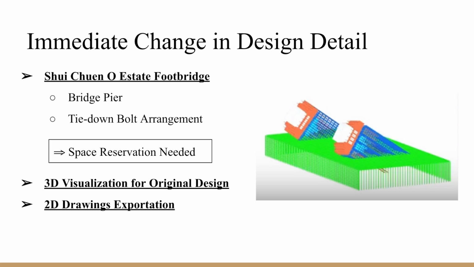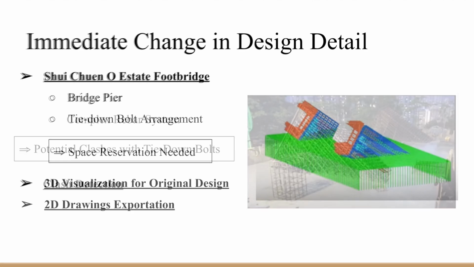BIM also contributed as a medium for immediate change in design detail based on the actual situation. An example can be found in the bridge pier in the estate footbridge, where BIM is used for 3D simulation to arrange space reservation for later tie-down bolt installation, and to output 2D drawings for on-site communication.